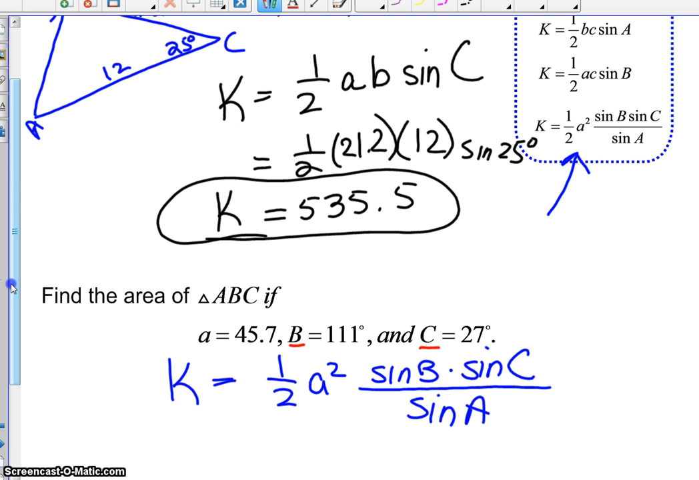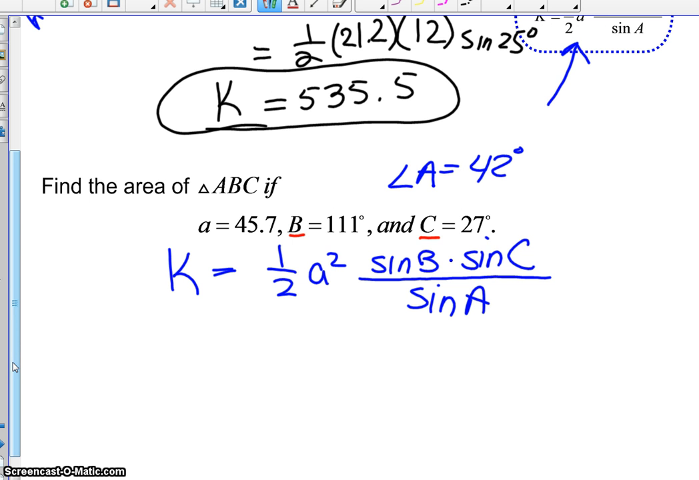Now you're saying, but they didn't give me the A angle. But we know we have a triangle here, and the three angles of any triangle always add up to 180 degrees. So I'm going to calculate real quick. My last angle, angle A, would be a 42-degree angle. So we do have all three angles. Let's see how we would plug those in.